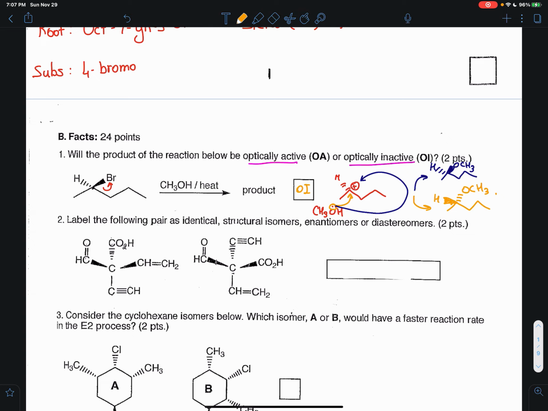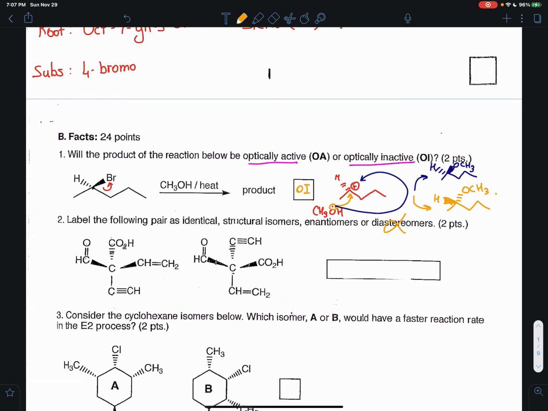Alright, so now label the following pair as identical, structural isomers, enantiomers, or diastereomers. First thing first is that those two cannot be diastereomers, and the reason is that, remember, to have a diastereomer you have to have at least two chiral centers. But in this case, I only have one chiral center, so it cannot be a diastereomer.